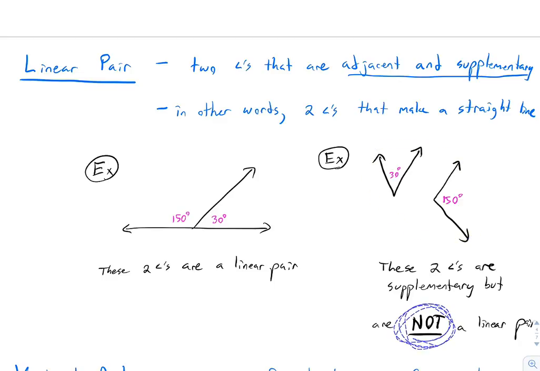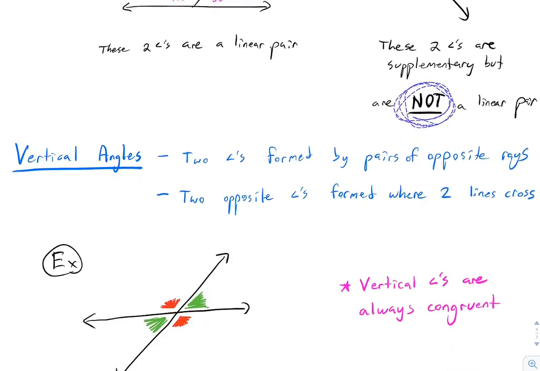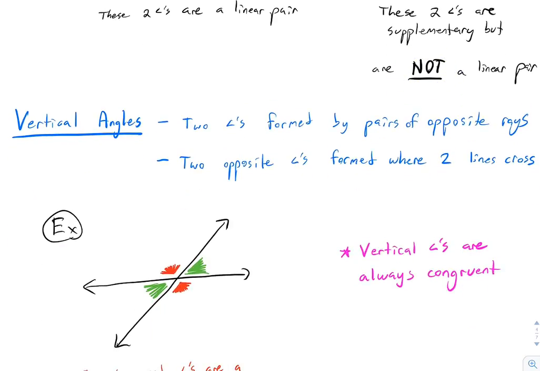I always like giving a yes example and a no example. I think that helps separate things and say, here is an example of it, and here's what is not true, and you're like, oh, I see the difference. Okay, so our last vocab word is vertical angles. The first definition is a more geometric definition: two angles formed by pairs of opposite rays. Opposite rays, remember, start at a point, and in any direction goes the first ray, and the opposite ray starts at that same point but goes in the opposite direction, 180 degrees the other way.